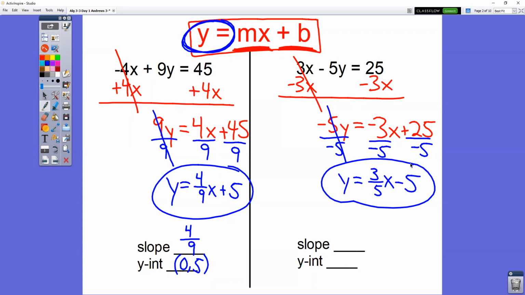There's my equation. The slope is the number that comes in front of the x, so that's going to be 3/5. Your y-intercept is 0, comma, whatever our plus or minus is. It was a minus 5, so I have to write negative 5. Just like over here, it was a plus 5, so I wrote a positive 5. Here it's a minus 5, so I have to write negative 5.